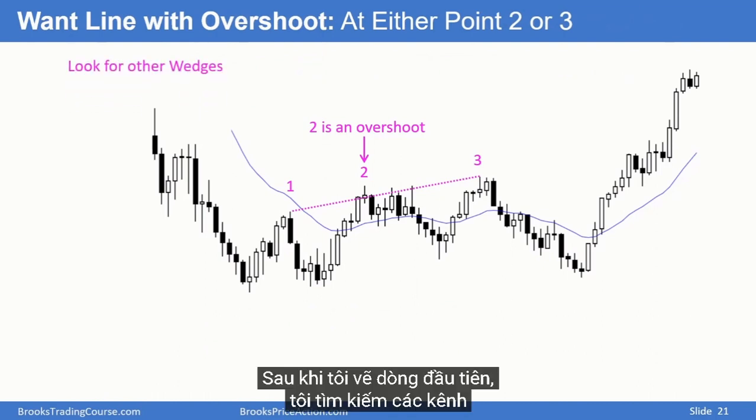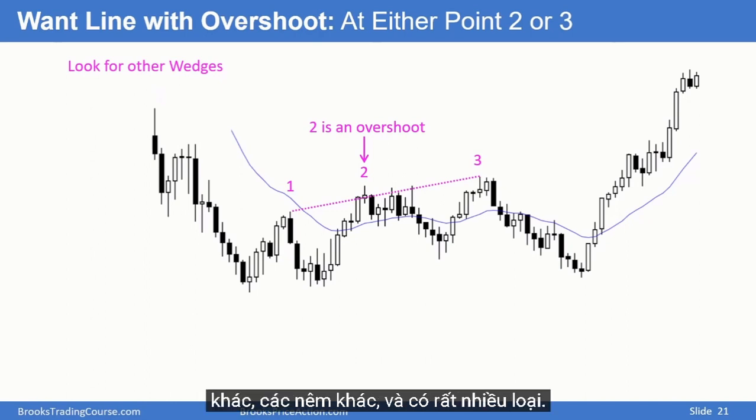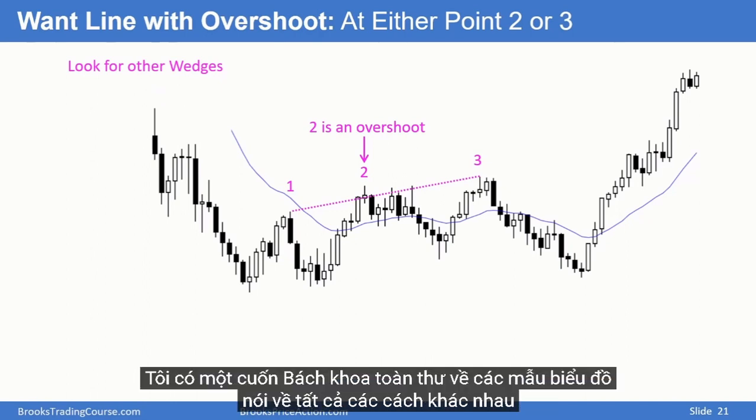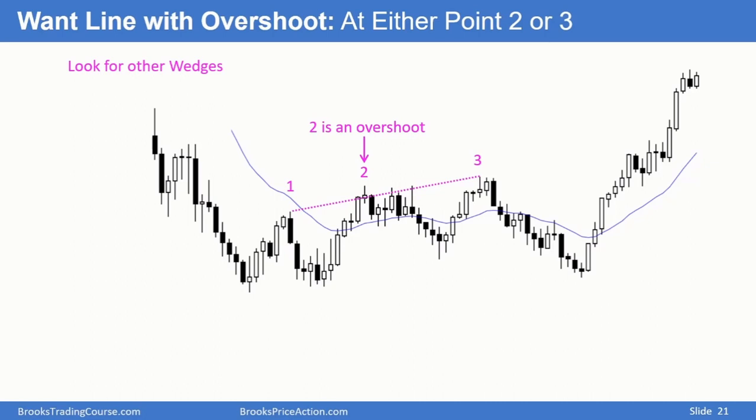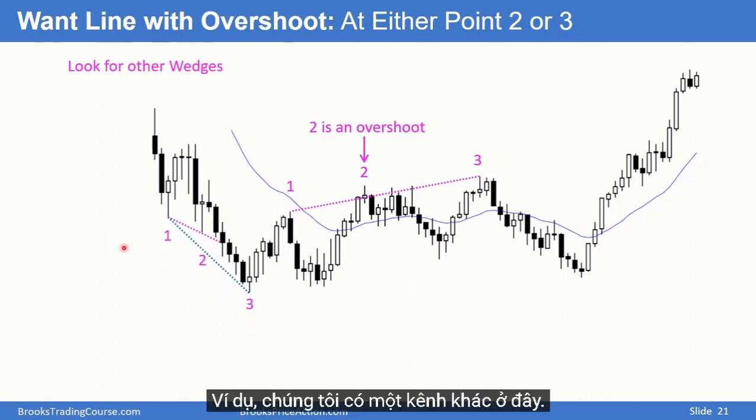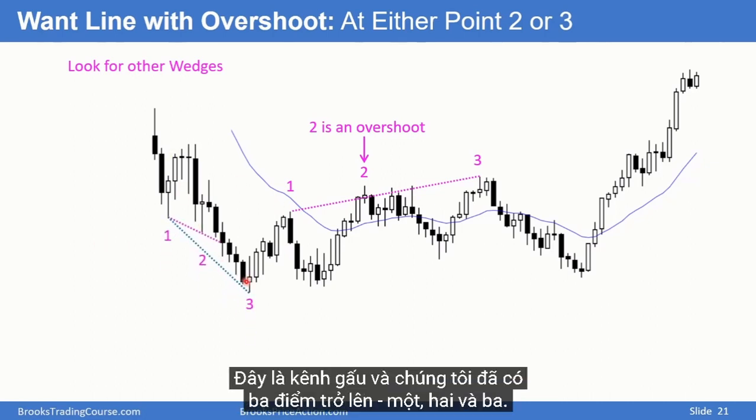After I draw the first line, I then look for other channels, other wedges. And there are many varieties. I have an encyclopedia of chart patterns that talks about all the different ways that patterns can unfold and appear. For example, we have another channel here. This is a bear channel, and we've got 3 or more points, 1, 2, and 3.